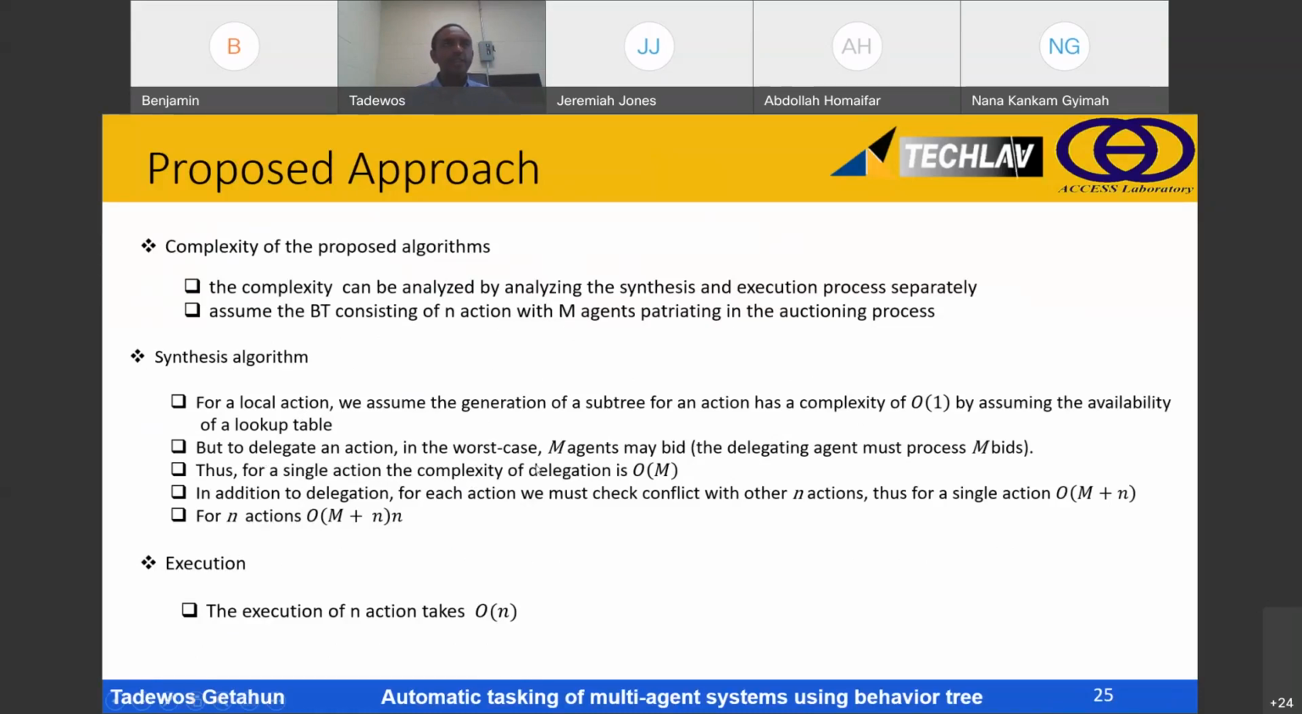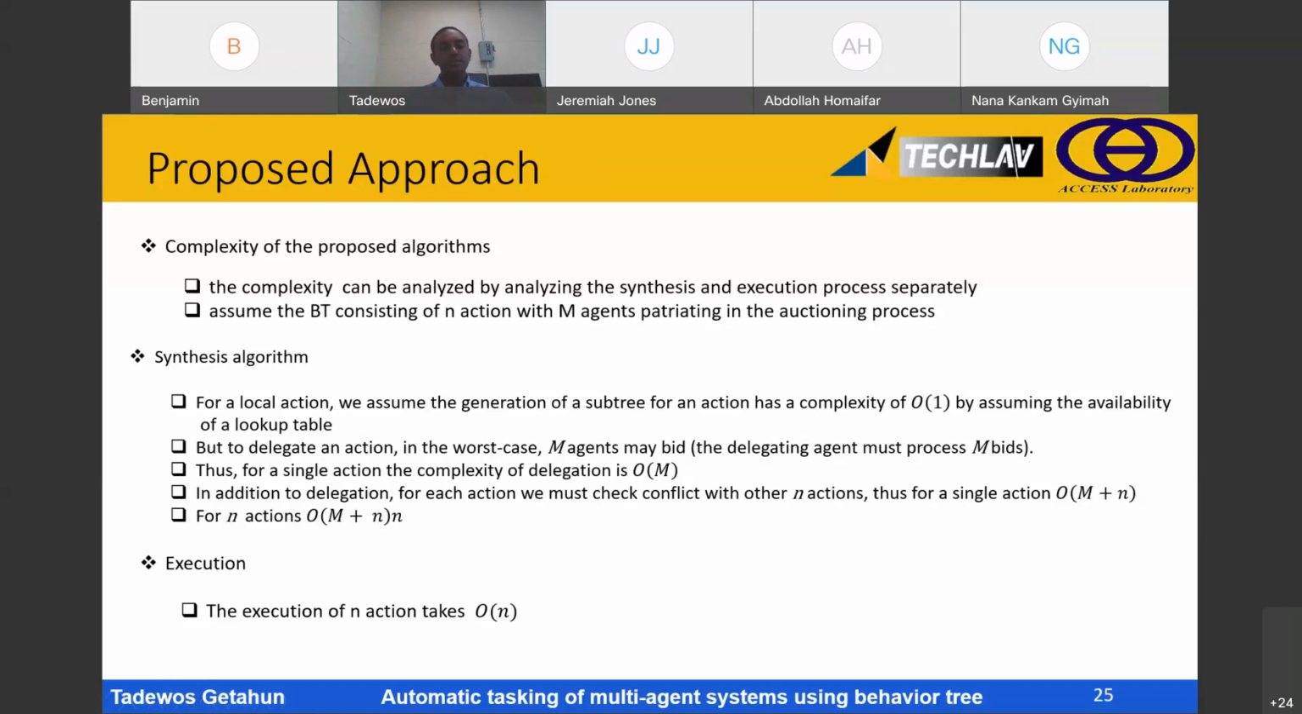But for n agents, an agent might delegate an action. So if we have m agents, the complexity of the delegation will be order of m. And to perform the conflict-free check, we compare each action with all actions. That's why we have m plus n. And for n actions, the synthesis algorithm has order of (m plus n) times n complexity.